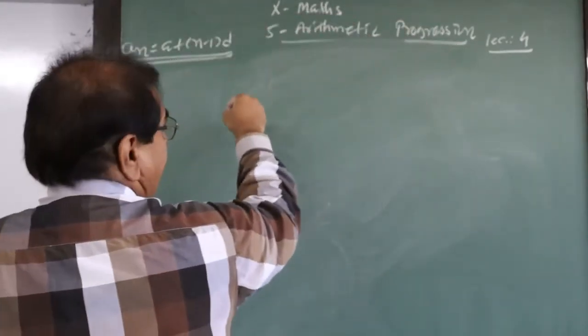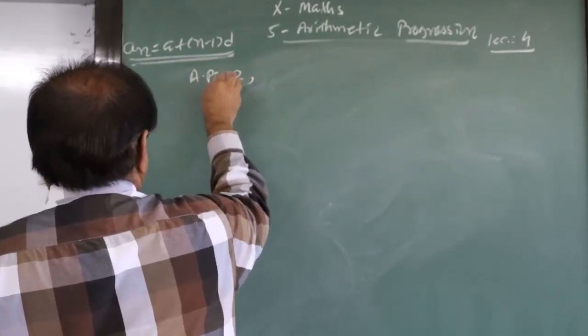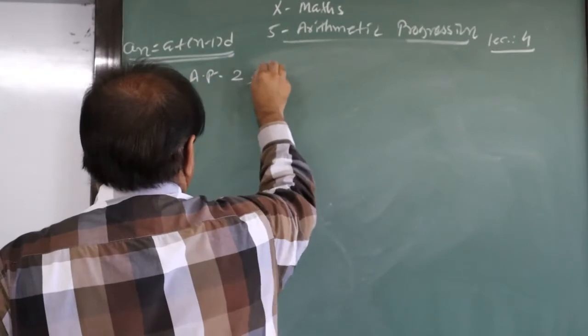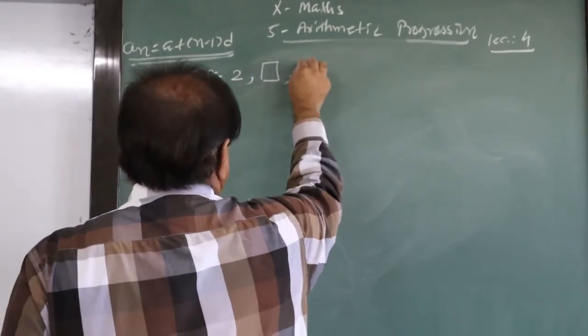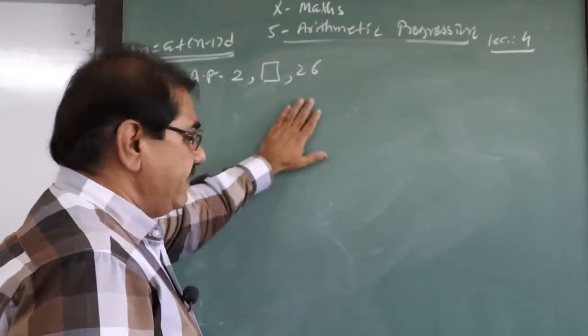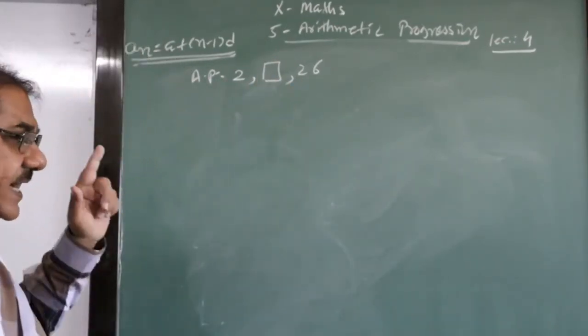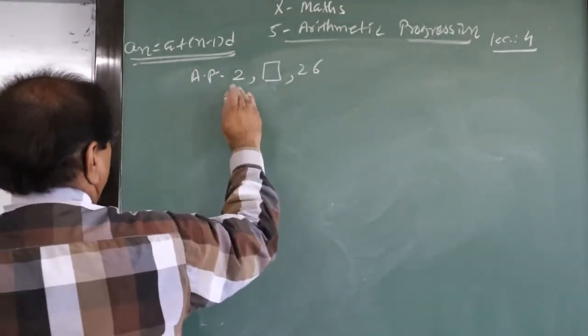We are given some blanks here. It is an AP. The first term is 2, the second term is missing and the last term is 26. So, it is an AP we know, but we do not know the common difference. So, how to find out the second term? We have totally 3 terms.